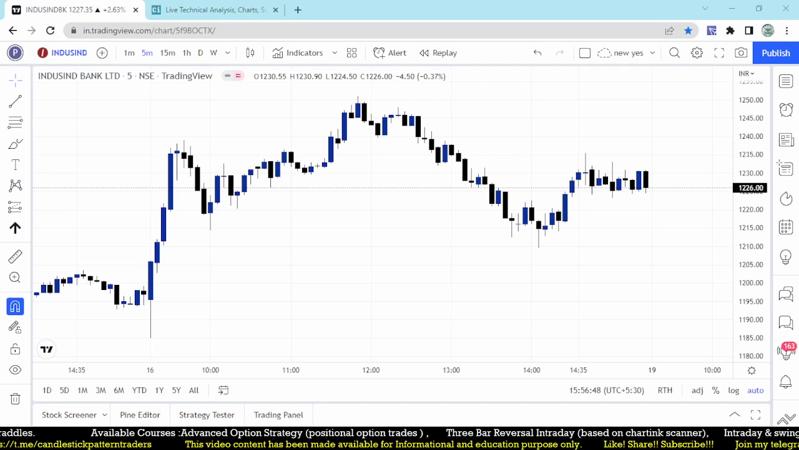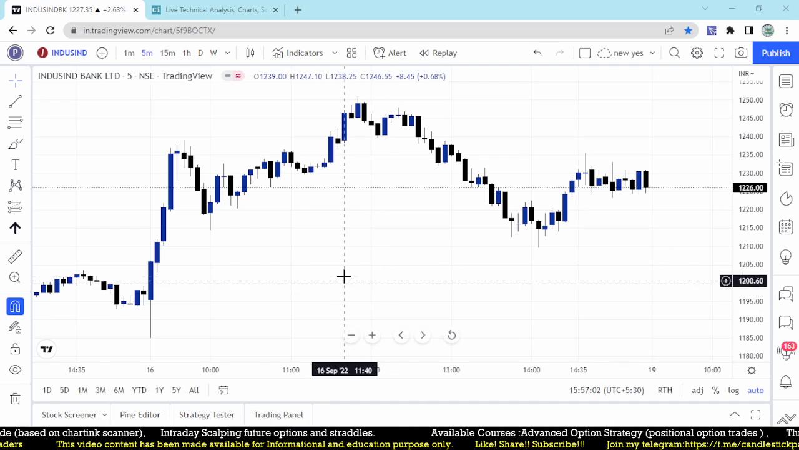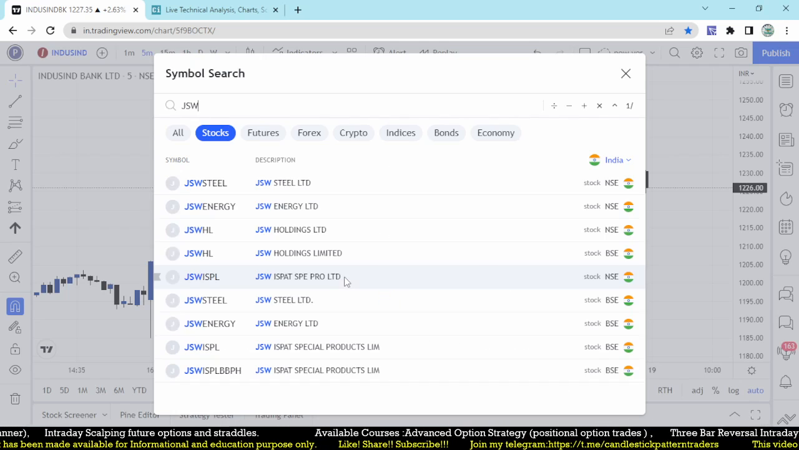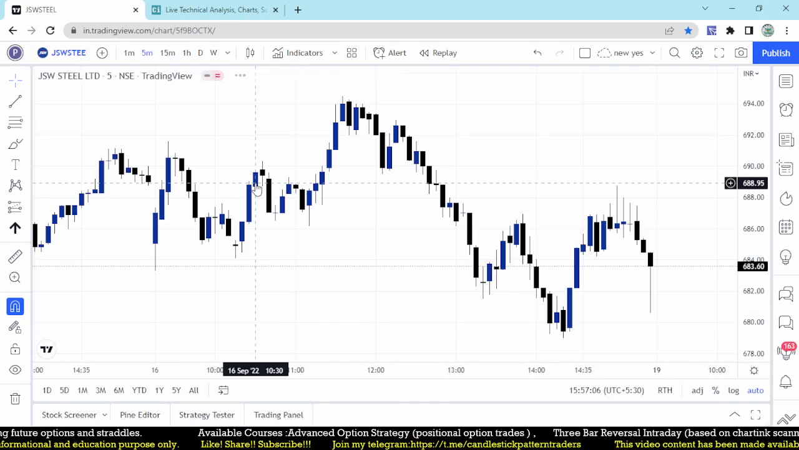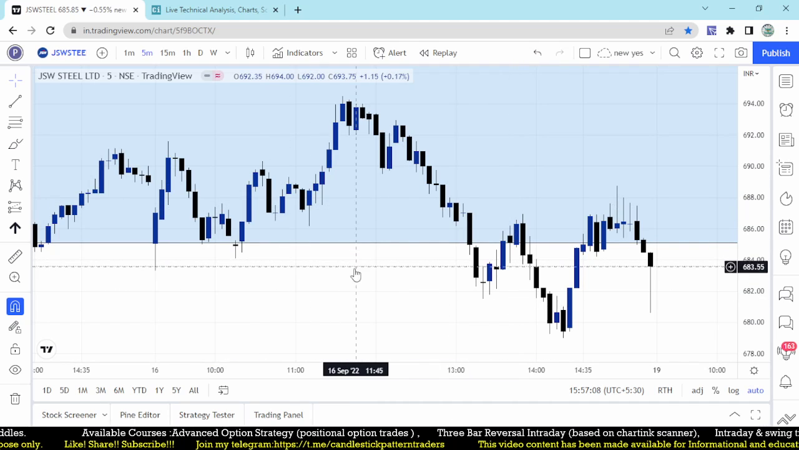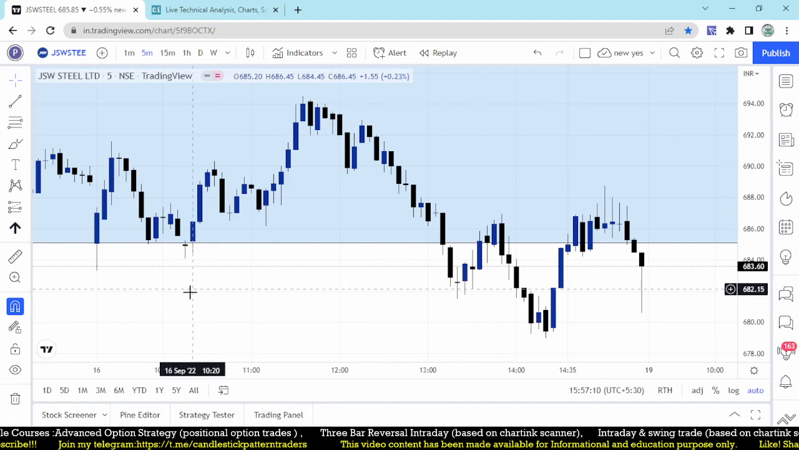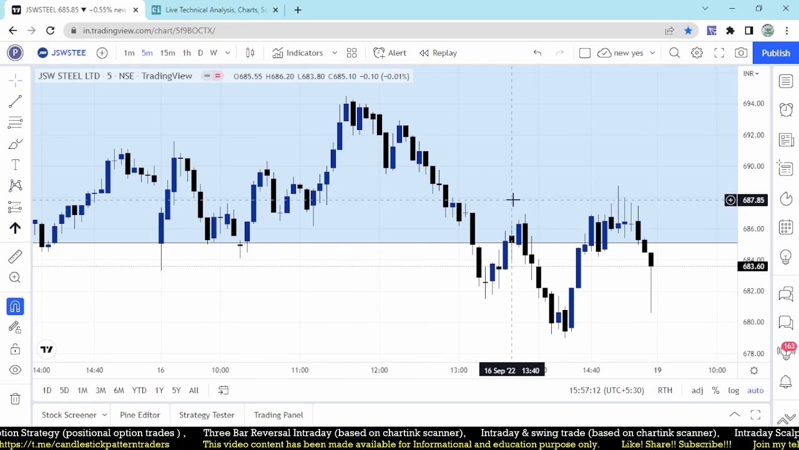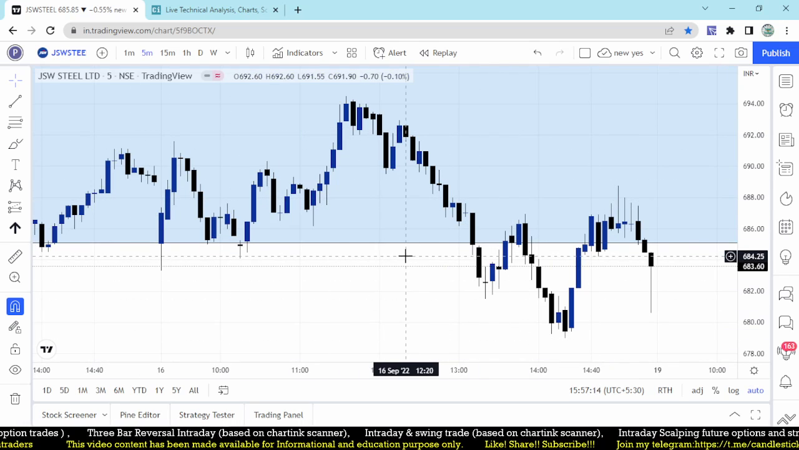Let's look at this chart of IndusInd Bank. Yesterday the overall market was negative, but these stocks closed positive. My second stock, which I'm going to show you on the scanner, is JSW Steel. Let's look at the stock and IndusInd Bank. There are two options available. There is a relation between IndusInd Bank and JSW.